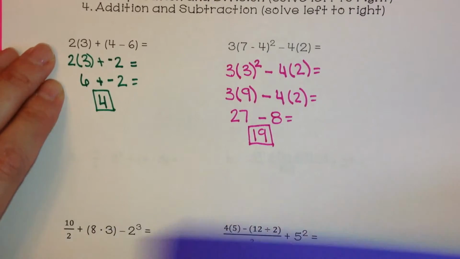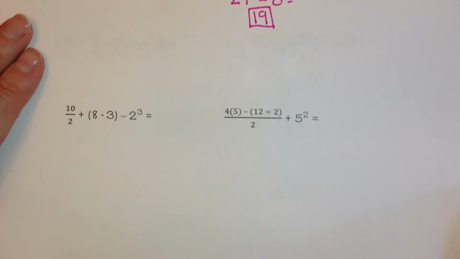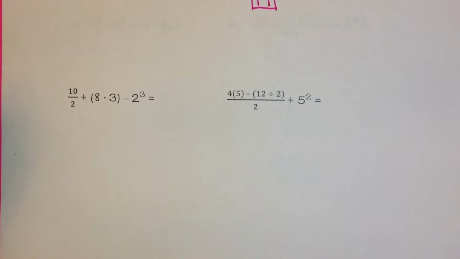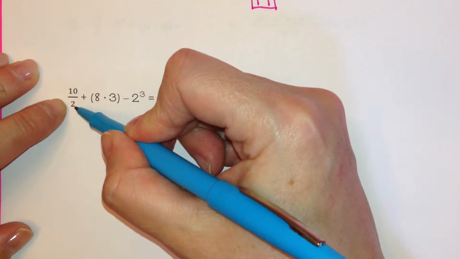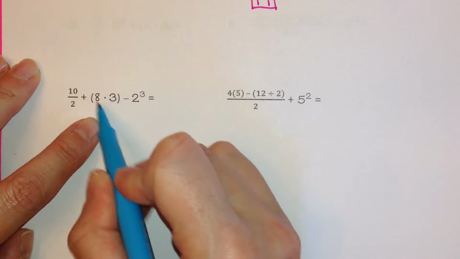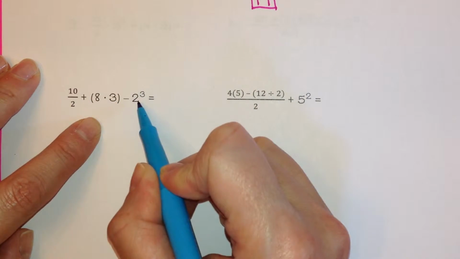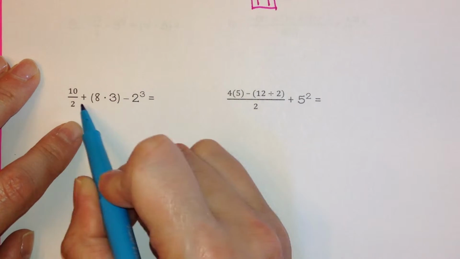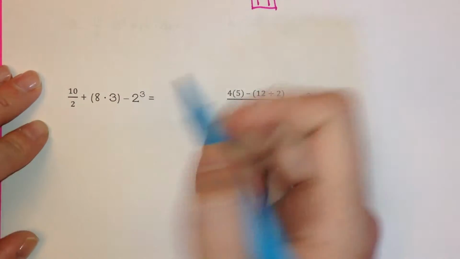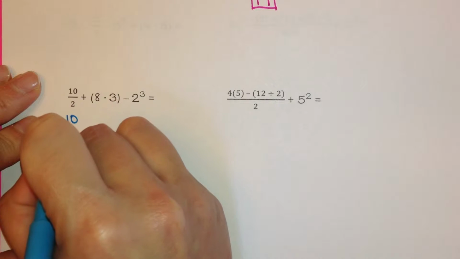All right, here's a couple more. All right, on this one, we have, remember this fraction also means division. We have multiplication and an exponent, and separating them are addition and subtraction. So I'm going to start with that exponent. I'm just going to bring everything down.